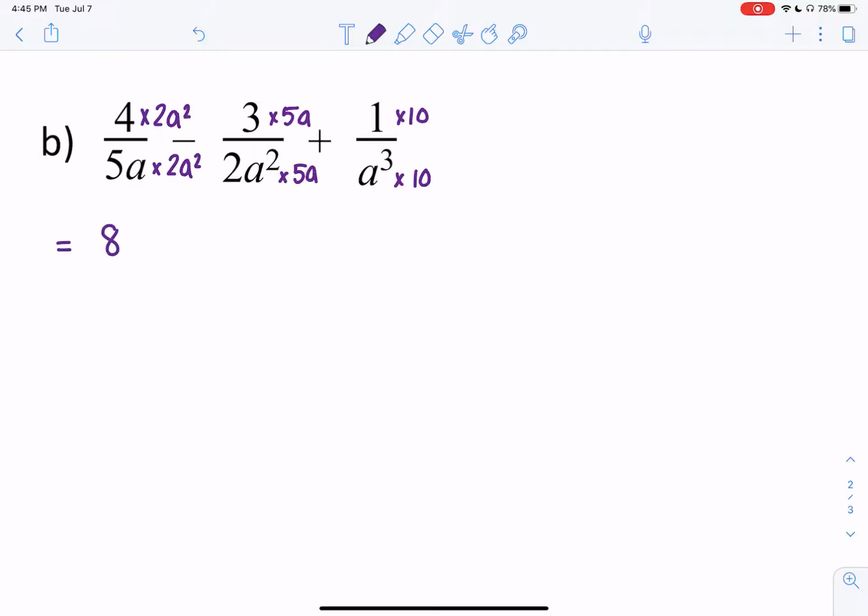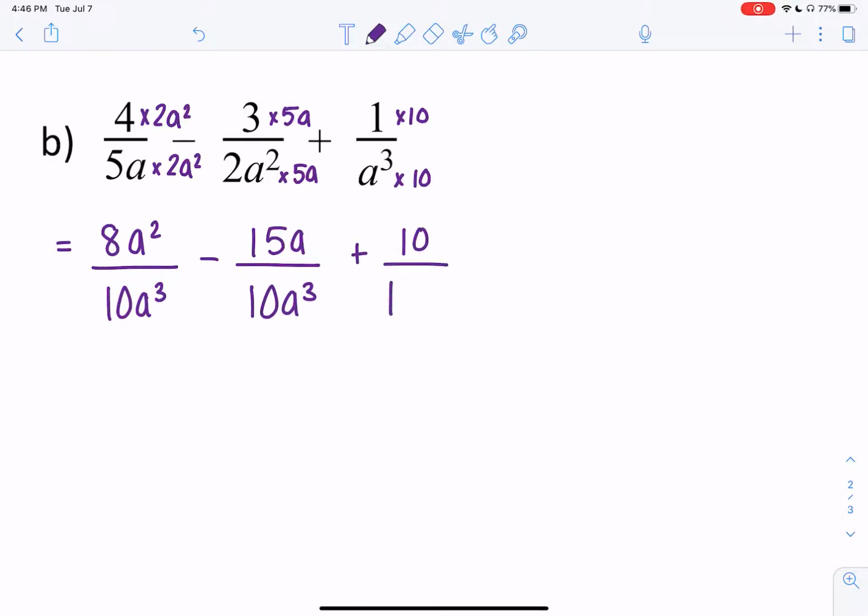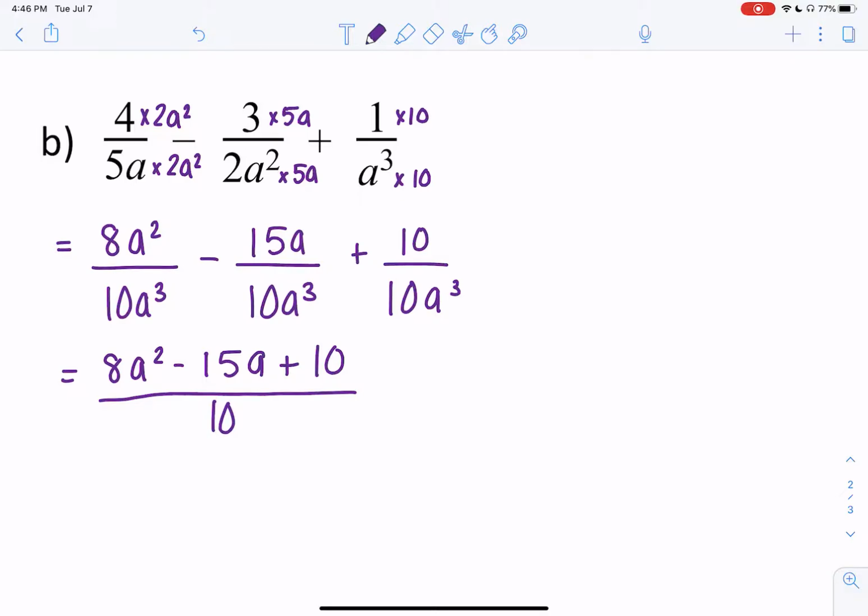So that will give us 8a squared all over 10a cubed minus 15a all over 10a cubed plus 10 over 10a cubed. So now that all my denominators are the same, I add my numerators, and I have that all over the same denominator. And now because I have variables in my denominator, I need to state my restrictions. So in this case, a cannot equal 0.